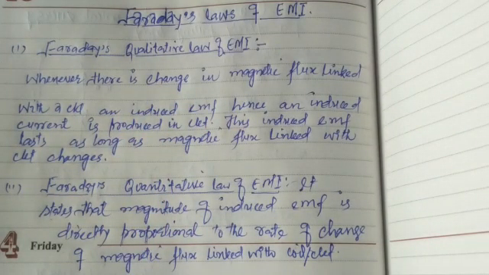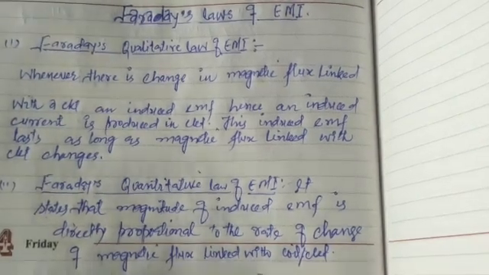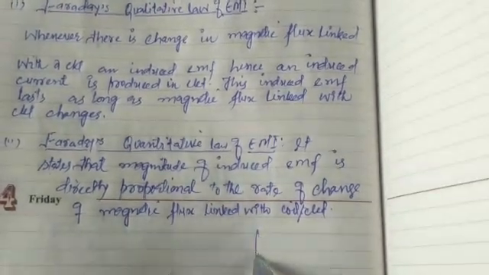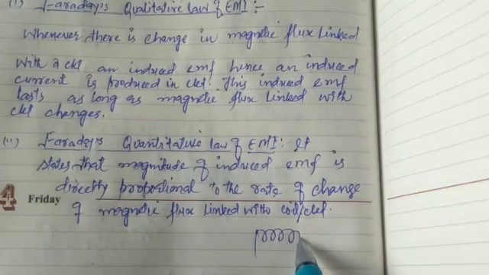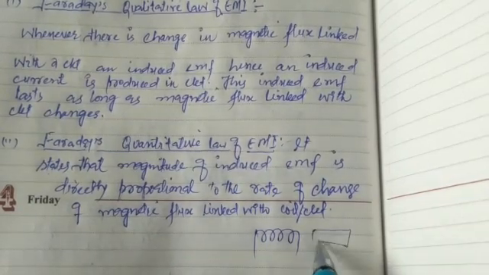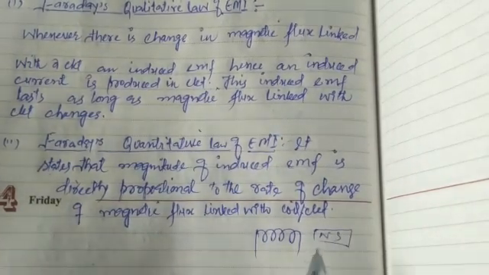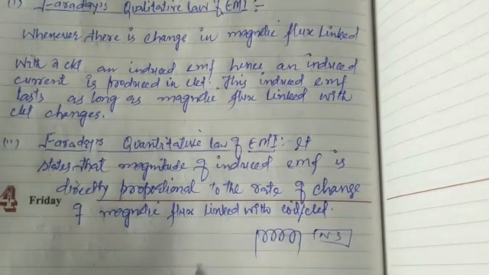According to this law, he simply says whenever there is a change in the magnetic flux linked with a circuit or a coil, an induced EMF is set up. What we found from the experiments is that whenever there is a relative motion between the coil and the magnet, once there was a change in the magnetic flux linked with this coil, there is production of induced EMF. This was the first law.